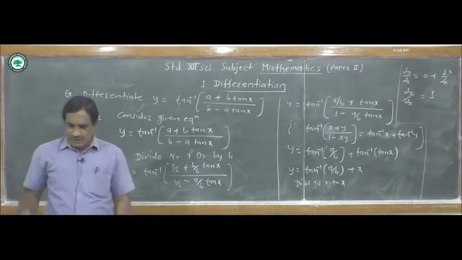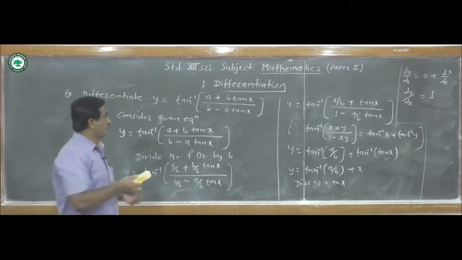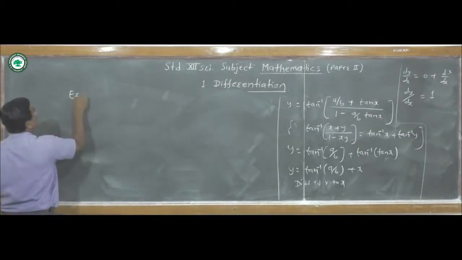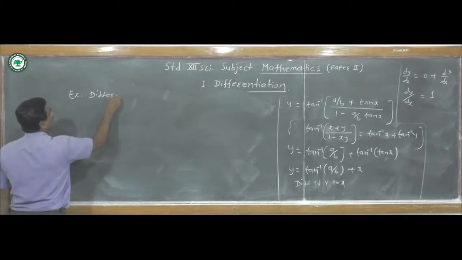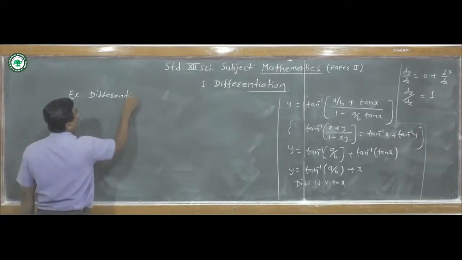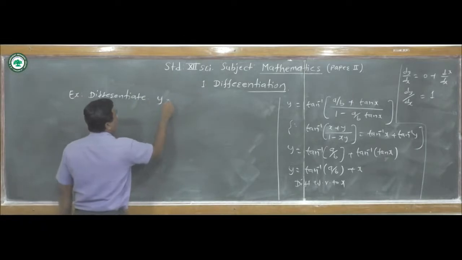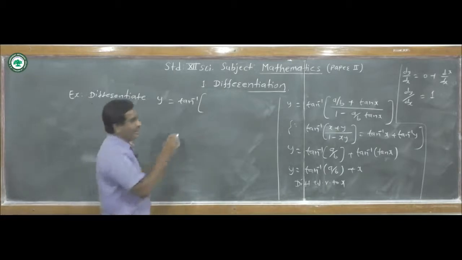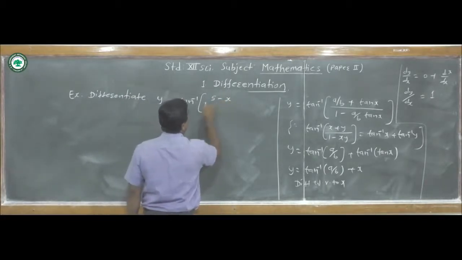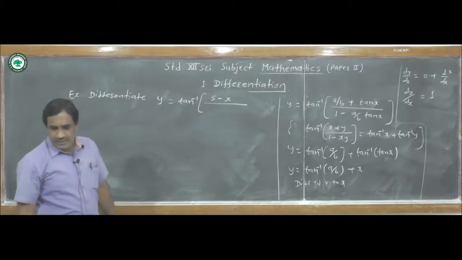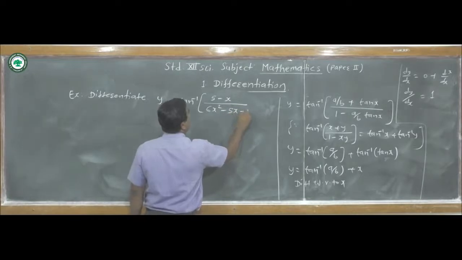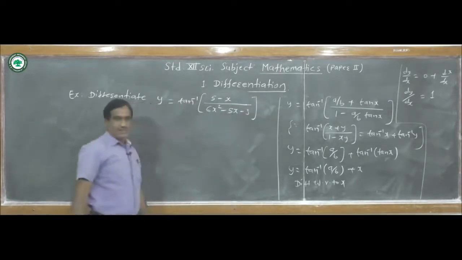Okay. Now we see one more example here. Next example: differentiate y is equal to tan inverse of (5 minus x) upon (6x square minus 5x minus 3). Answer for this example.